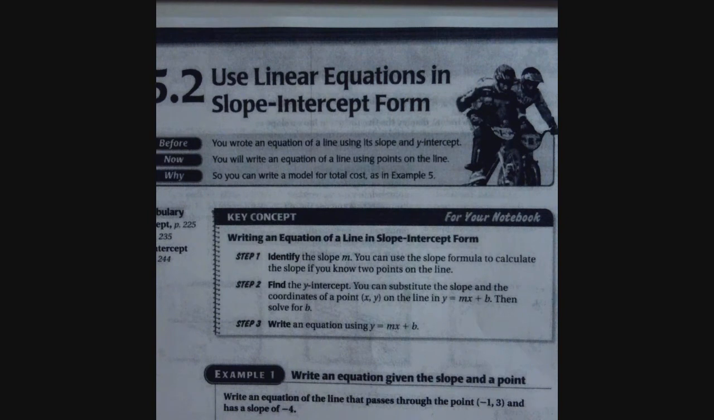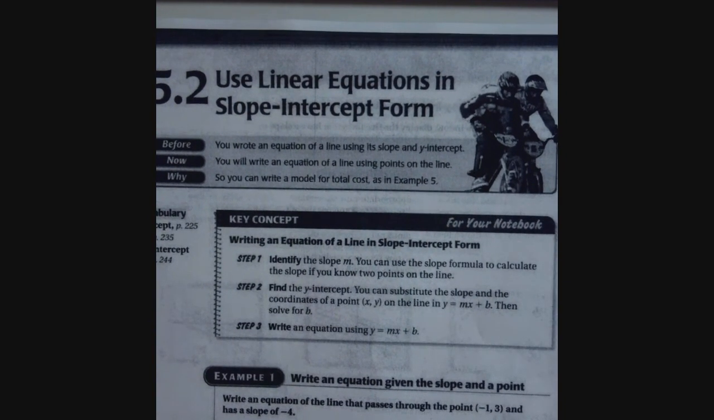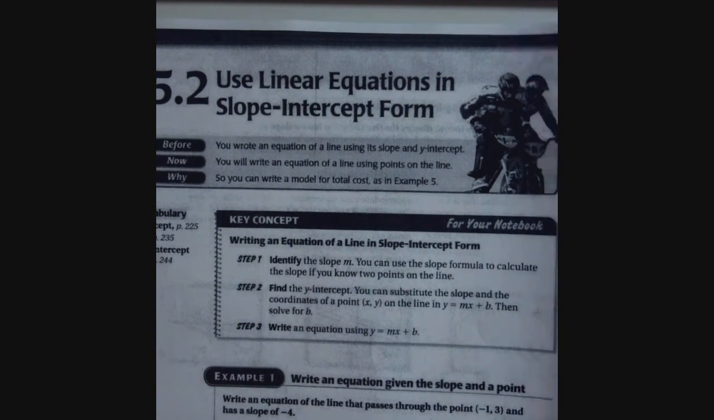Then you find the y-intercept. You can substitute the slope and the coordinates of a point (x, y) on the line in y equals mx plus b, then solve for b. You then write the equation y equals mx plus b. So I'm going to show you what that means. Sometimes it sounds a little confusing when you just read it, but when you do it, it will be fine.